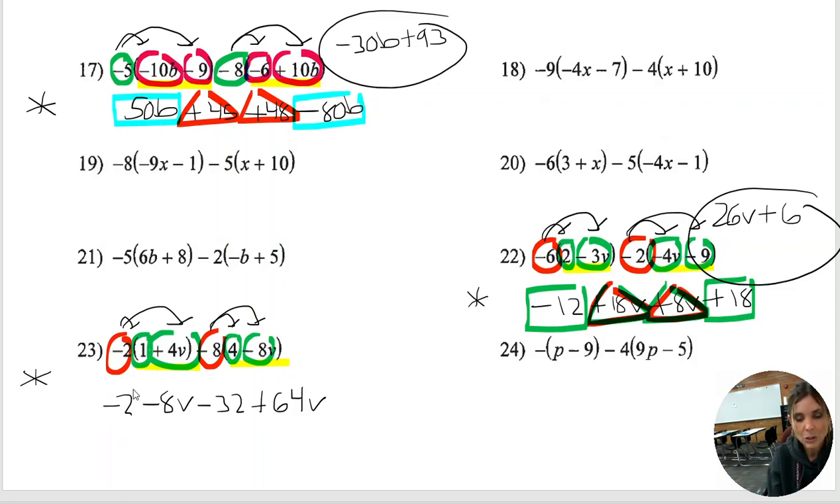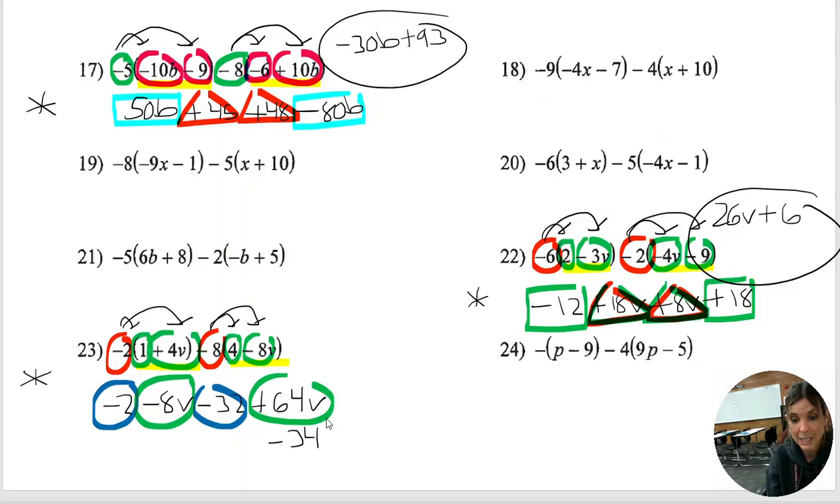Okay, now we combine our like terms. The negative 2 is going to combine with the negative 32. So that's going to give us a negative 34. And then we have our negative 8v, which is going to combine with our 64v. And that is going to give us a positive 56v. Final answer.